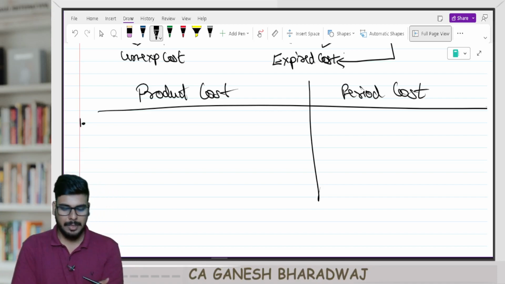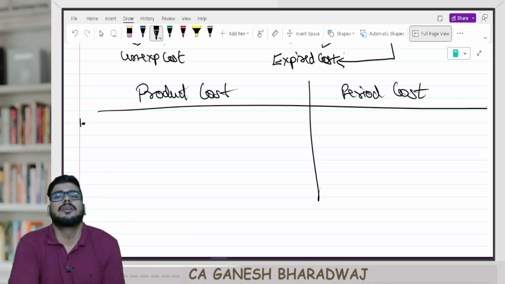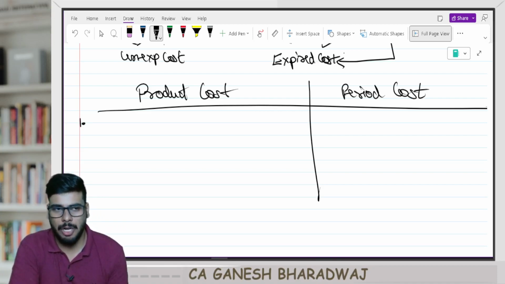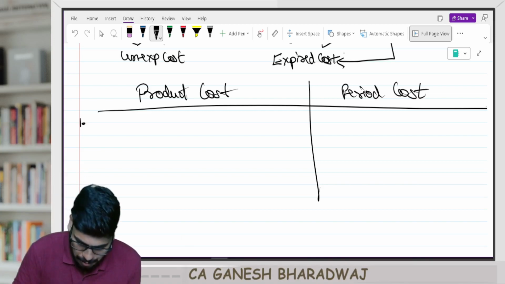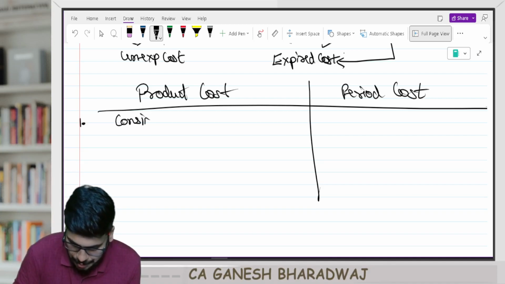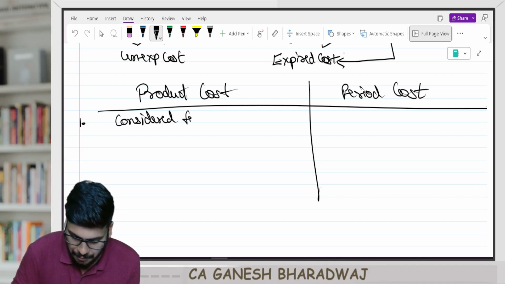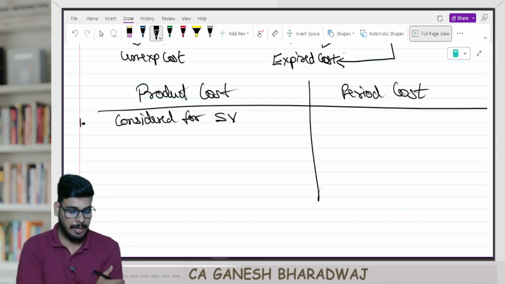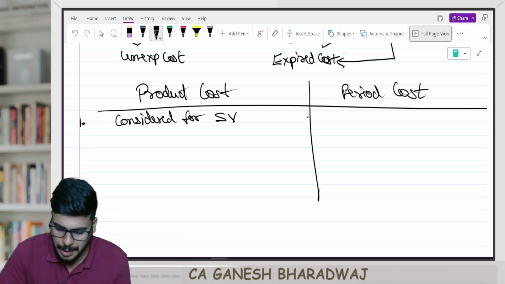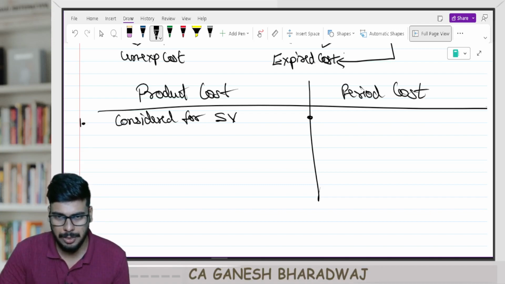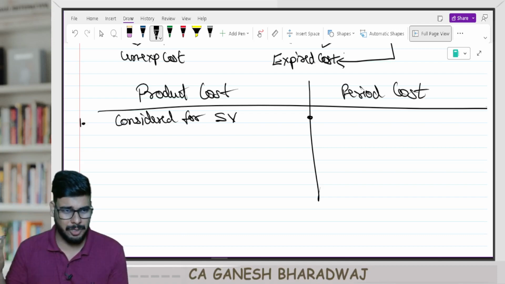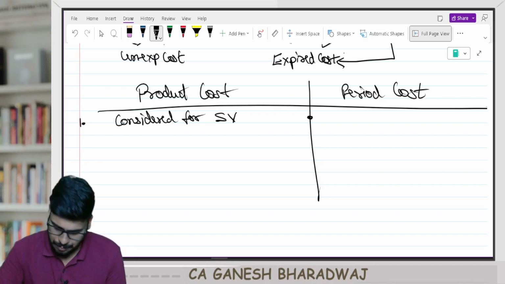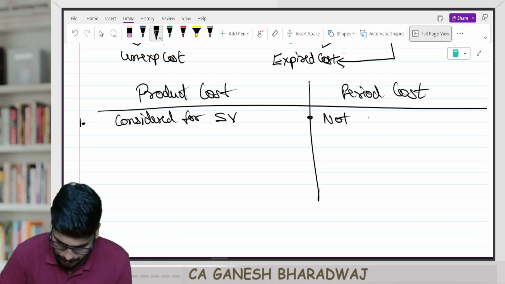First, tell me, guys, which cost is considered for the purpose of stock valuation, product or period? Product or period, right? Write down: considered for stock valuation. I am writing the short form SV, but you write it fully, stock valuation. What about period costs? Is it considered or not for stock valuation? No. Write down: not considered for stock valuation. That's about it.